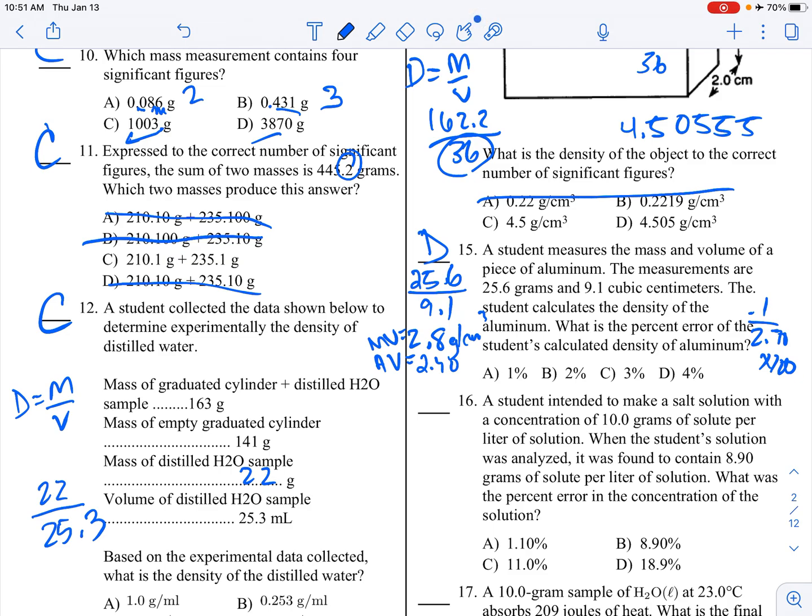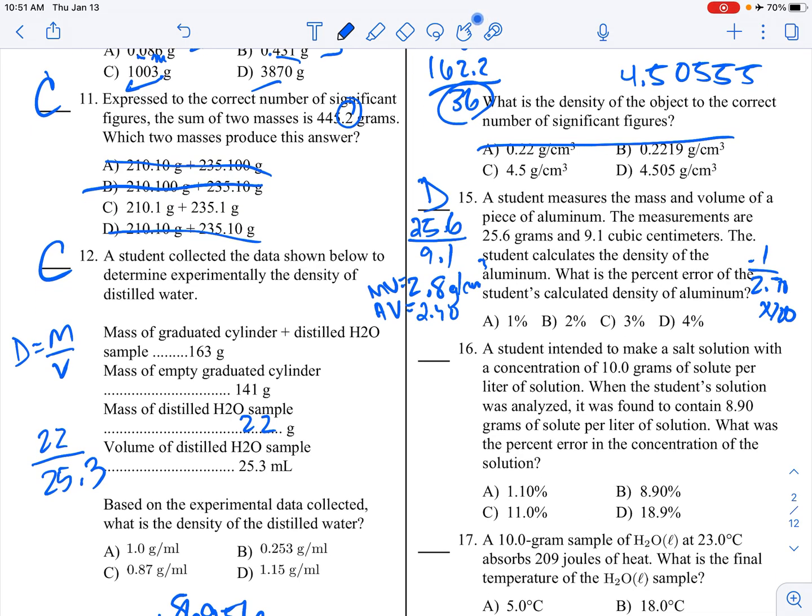Okay, so we have another percent error. A student intended to make a salt solution with a concentration of 10 grams of solute per liter of solution. When it was analyzed, it was found to contain 8.90 grams of solute per liter of solution. What is the percent error in the concentration?